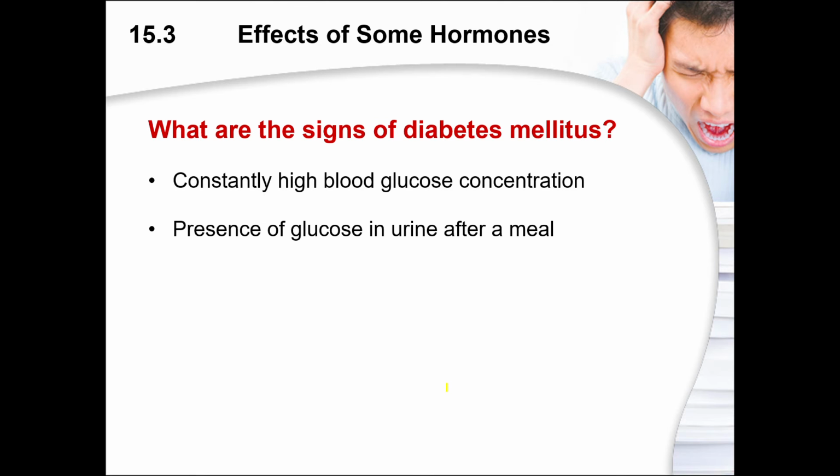So constantly high blood glucose concentration, there's this thing known as the finger prick test, which my grandmother uses. She basically pricks her finger, gets a drop of blood, and then you test that blood for the glucose levels. If it's higher than normal, it means that she probably needs more medication, or she should eat things that are less sweet.